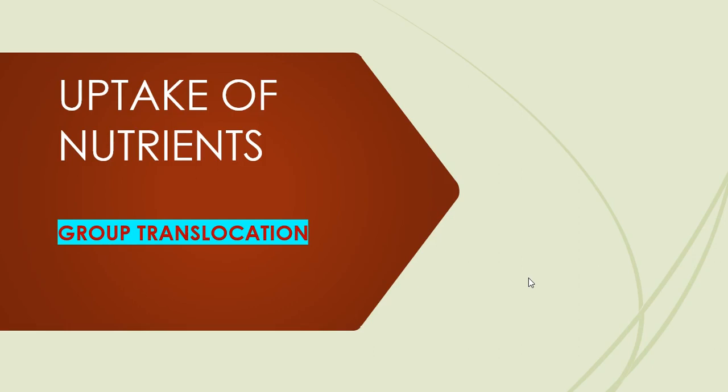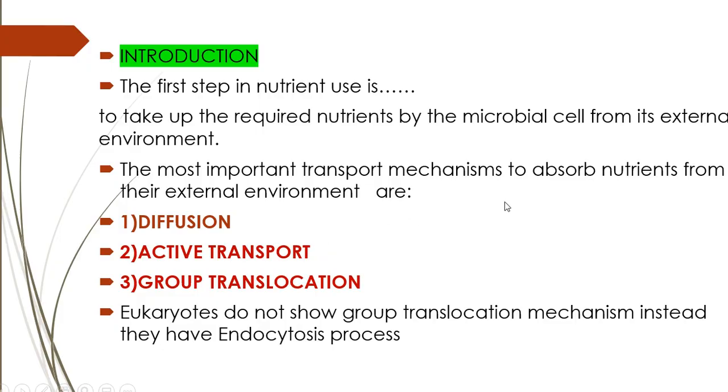Everyone. In the previous part, we have gone through active transport, the second type of uptake mechanism of nutrients. And in this part, we are going to discuss group translocation. This group translocation we will find only in the bacterial cells, not in the eukaryotic cells. So first of all, let's see what is a group translocation and what is the mechanism of it.